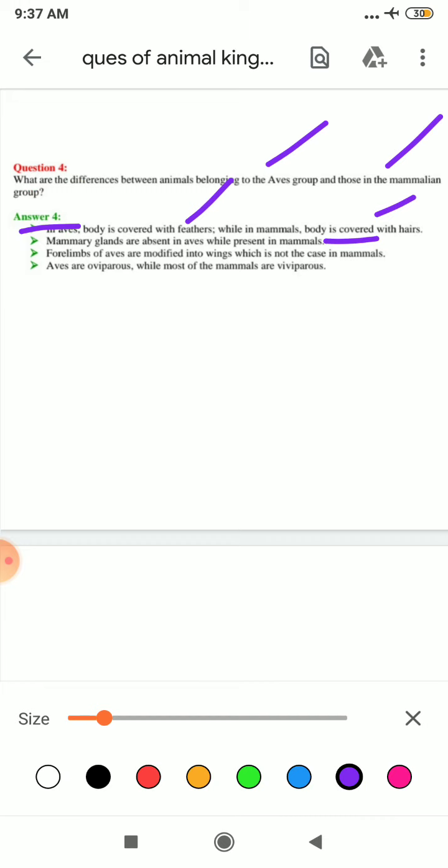Clear? Next, students, the forelimbs of Aves are modified into wings. Okay, forelimbs means hands. They have been modified into wings, whereas in mammals, they are as such. Example, human beings. Our hands are known as forelimbs and our legs are known as hind limbs. So in mammals, our forelimbs do not modify to become wings. Next is, Aves are oviparous. Oviparous means they lay eggs, whereas most of the mammals are viviparous, with some exceptions such as the platypus. Clear?